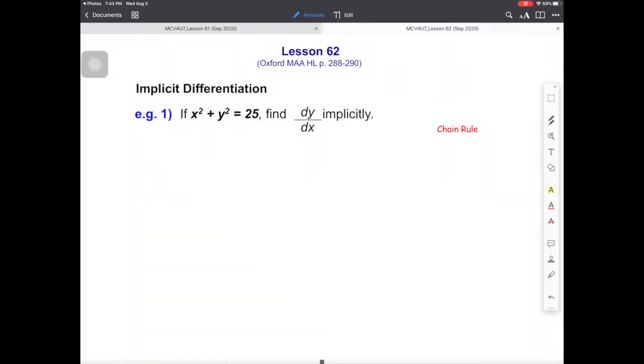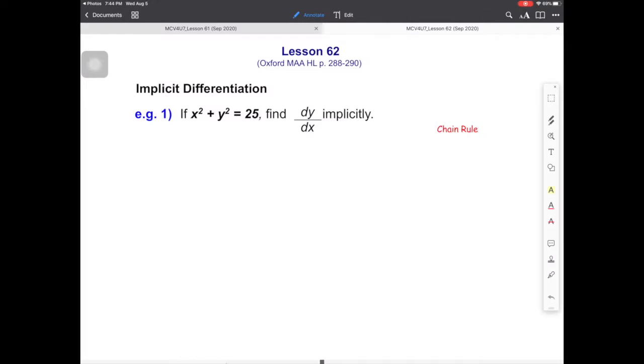Now we're going to take a look at lesson 62 after you have finished the investigation. Since not all functions can be written explicitly with y isolated, we are going to look at implicit differentiation, which allows us to take the derivative of functions that cannot have the y variable isolated easily.